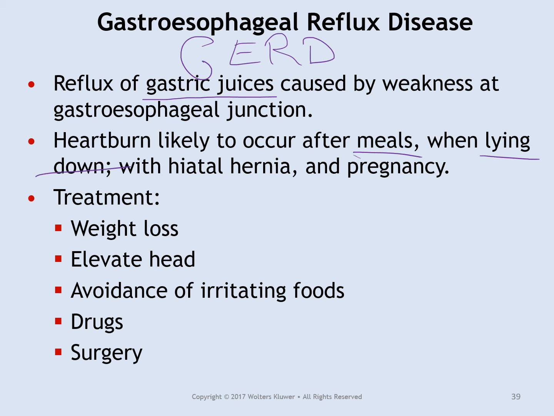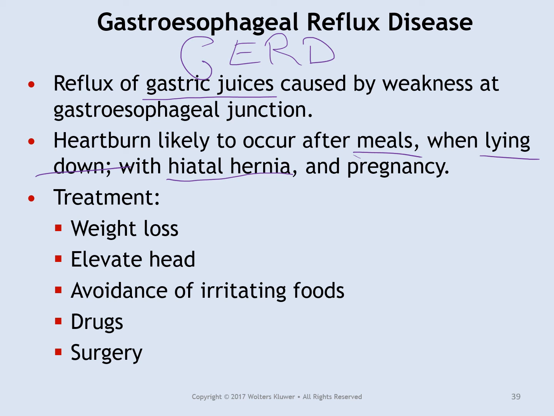Think about Thanksgiving dinner, right? I just ate until I hated myself and now I'm going to go take a nap. If you have GERD, that will definitely give you some nasty heartburn. A hiatal hernia, which is what occurs when the stomach starts to protrude up through the diaphragm, and being pregnant will definitely increase your issues with reflux as well.